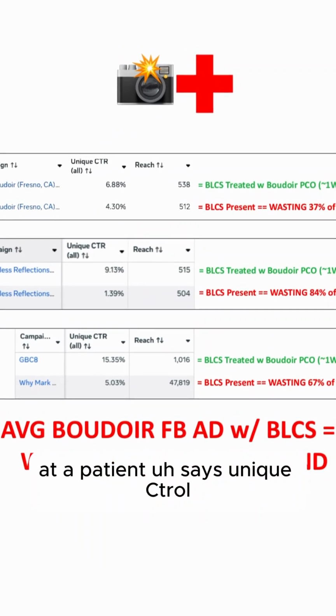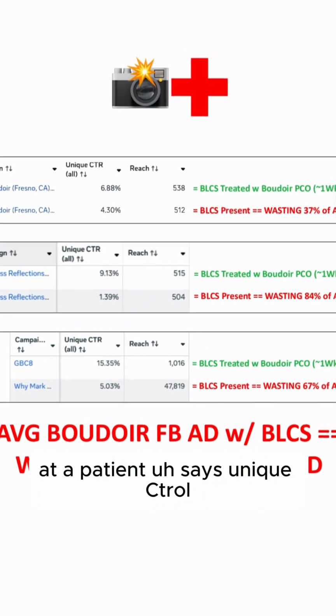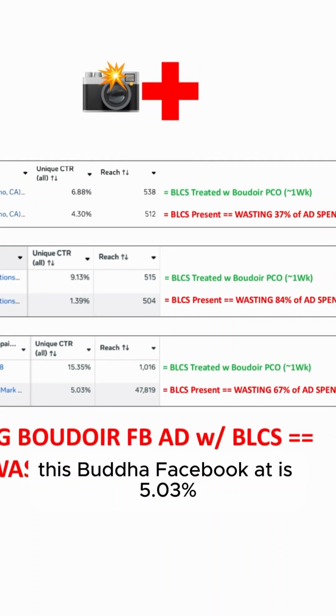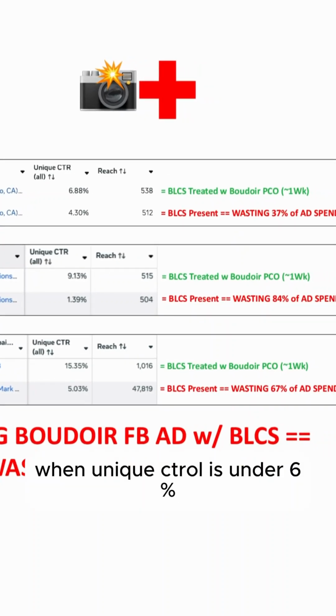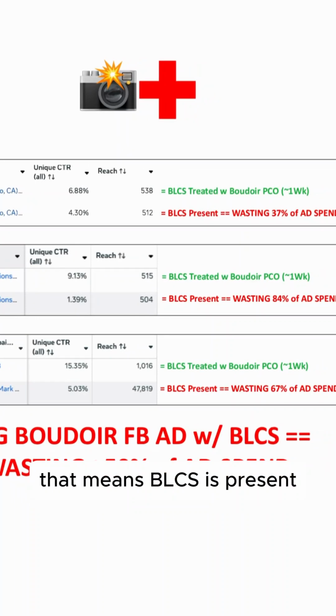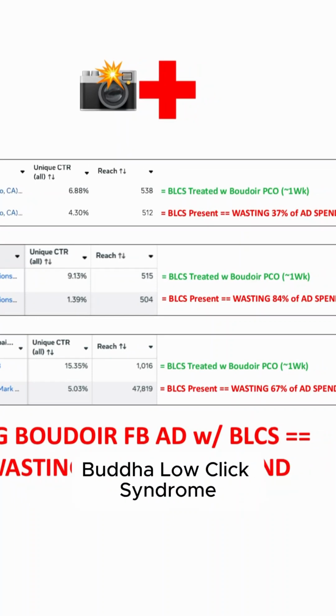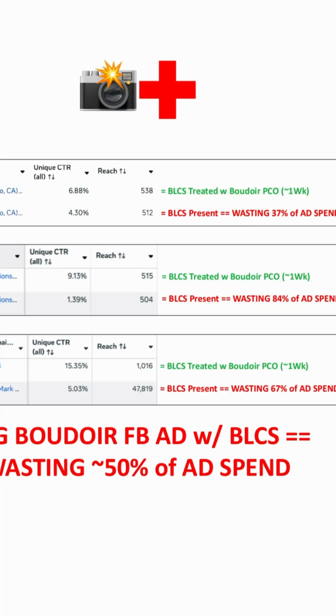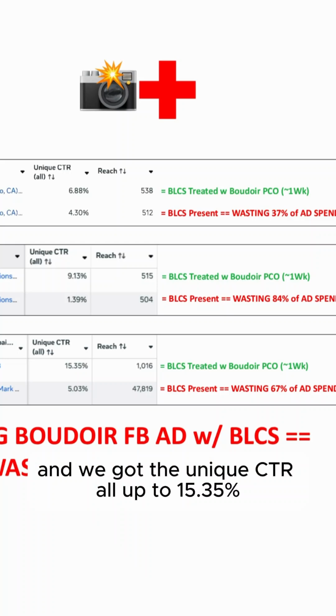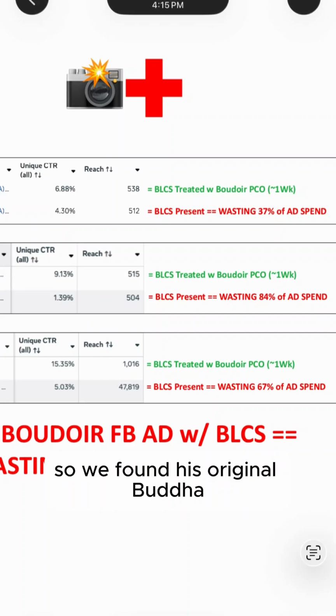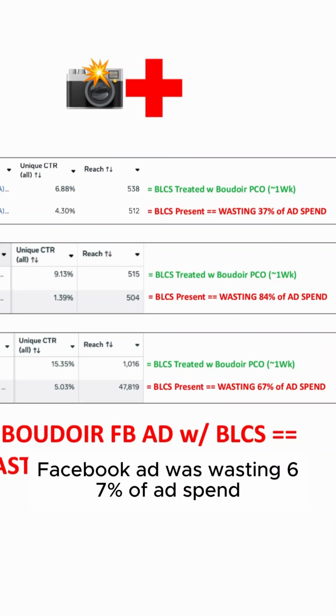Finally, I had a patient whose unique CTR on his boudoir Facebook ad is 5.03%. When unique CTR is under 6%, that means BLCS is present, boudoir low-click syndrome. So we know we can treat it with Boudoir Pico. It takes about a week. And we got the unique CTR up to 15.35%. So we found his original boudoir Facebook ad was wasting 67% of ad spend.